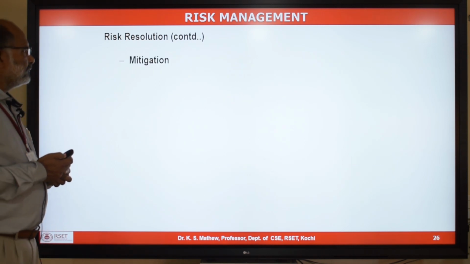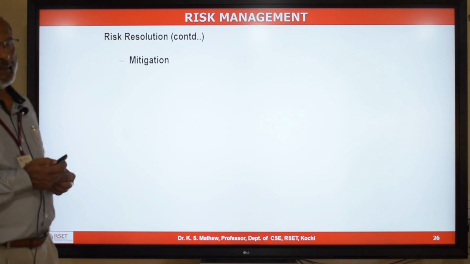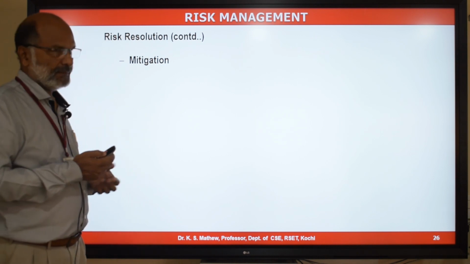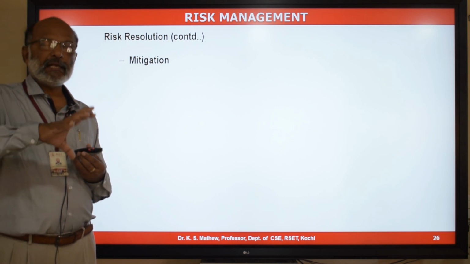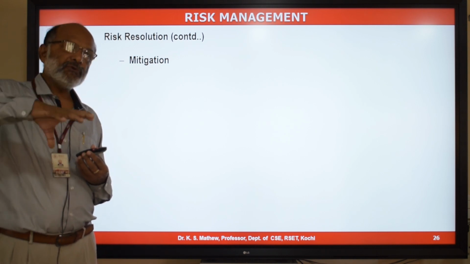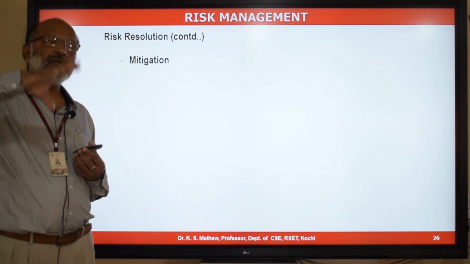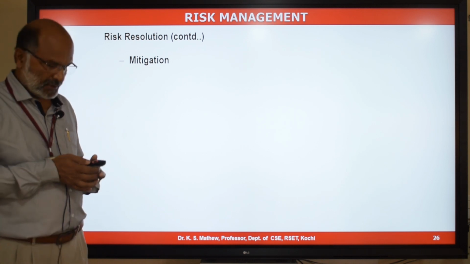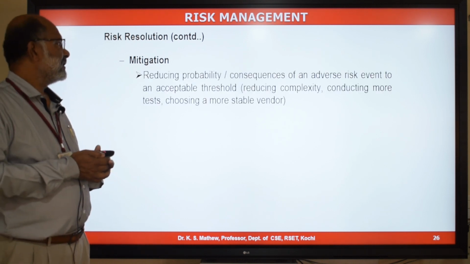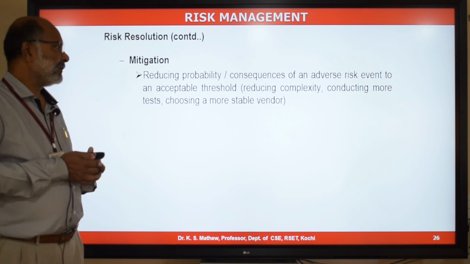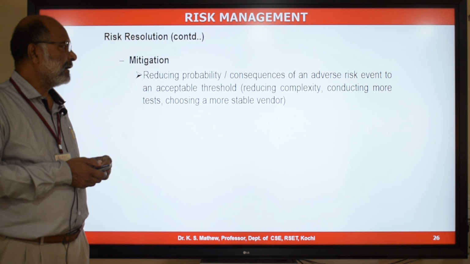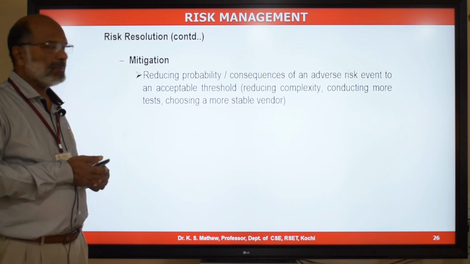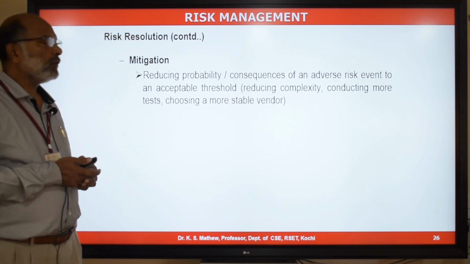And the fourth common technique adopted is called mitigation. Here we are not eliminating risk completely. We are trying to take some action which will reduce the probability of occurrence and which will reduce the impact of the risk in the project. So we will plan actions which will reduce the probability or the consequence of the adverse risk event to an acceptable level. Like reducing the complexity of the design, conducting more tests.